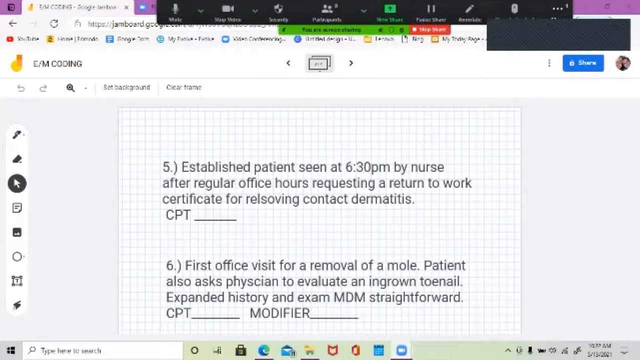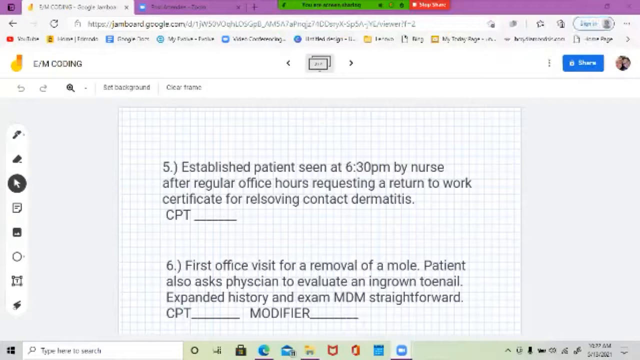You recalled that quickly. Okay, so first office visit for a removal of a mole. The patient also asks the physician to evaluate an ingrown toenail. We have an expanded history and exam, and the medical decision making is straightforward. So it's a first office visit, so we know it's a new patient, expanded, straightforward. 99202. Hang on and see what everybody thinks.